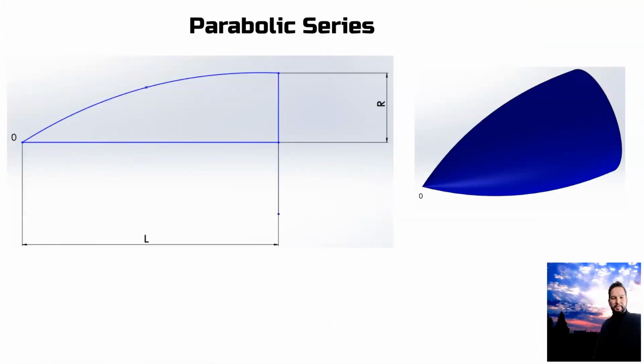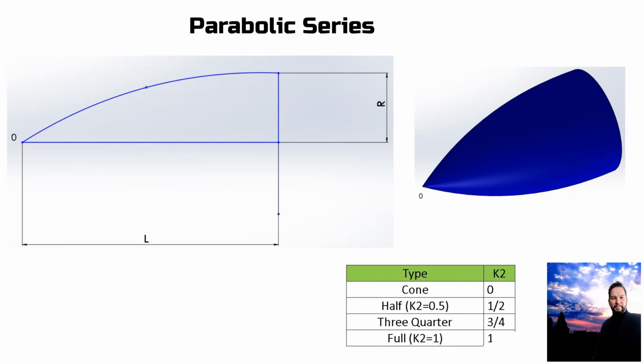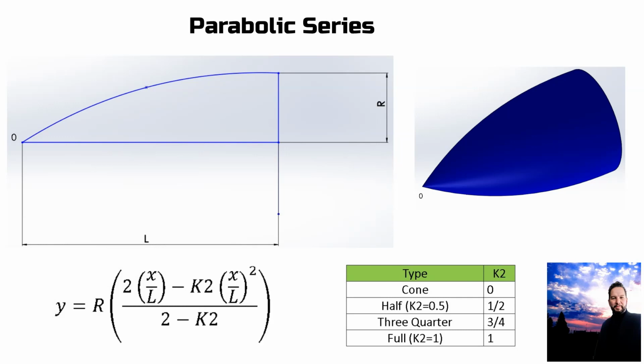For the calculation of the parabolic shape of the rocket nose, we must consider the constant K2. The range of K2 goes from 0 up to 1. If K2 is 0, the next equation, which we use to calculate the shape contour, acquires the form of the equation of the conic nose, seen before. If K2 is 1/2, the same equation acquires the form of the half type. If K2 is 2/3, the equation acquires the form of the 3/4 type. And if K2 is 1, the equation acquires the form of the equation of the full parabola.